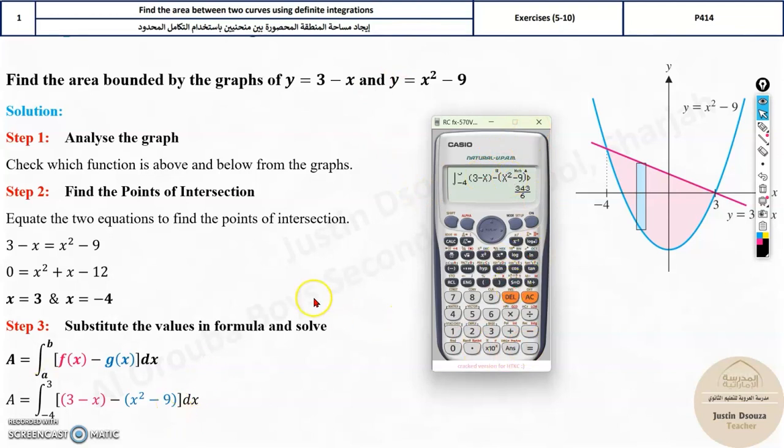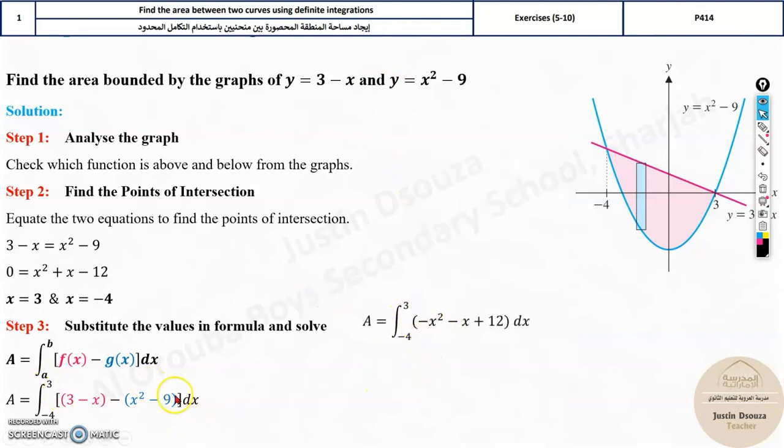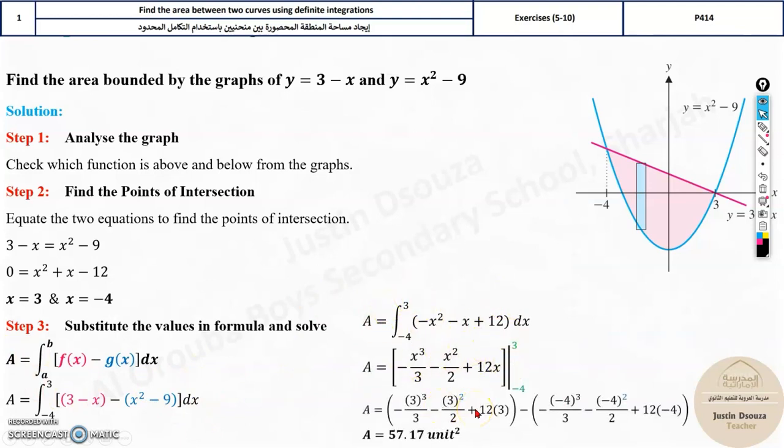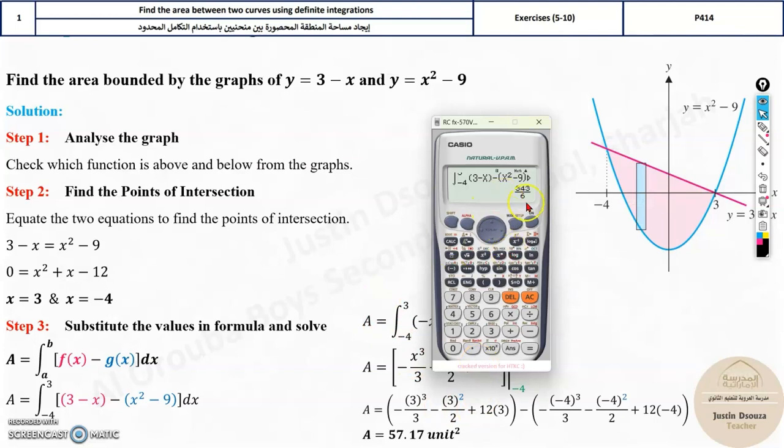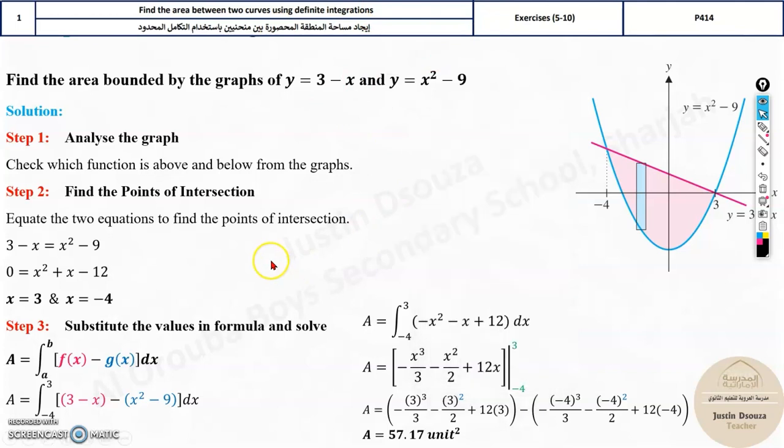And now, if you want to solve manually, you need to simplify this and then use integration and then apply the limits and solve it. The answer will be the same. The area is 57.17 units. Since this is a definite integral, it's better to save time by using the calculator.